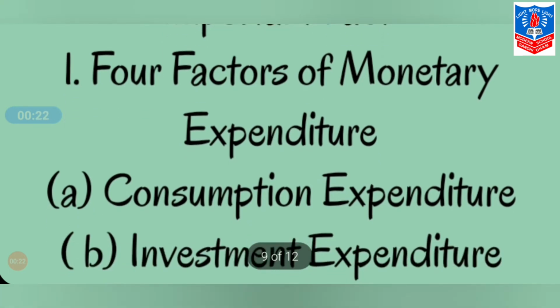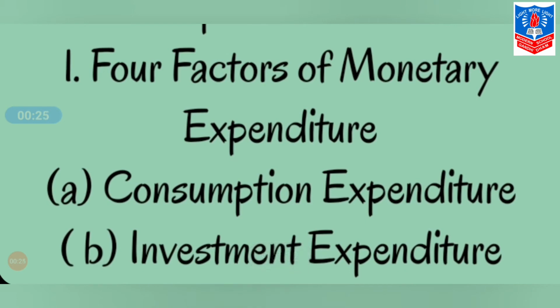First, consumption expenditure. The expenditure incurred by citizens, families and firms on consumable goods is known as consumption expenditure, which includes expenditure done on durable goods like television, car, etc. Perishable goods like food grains, fruits, vegetables, etc. Services like education, medical treatment, transportation, communication, etc.